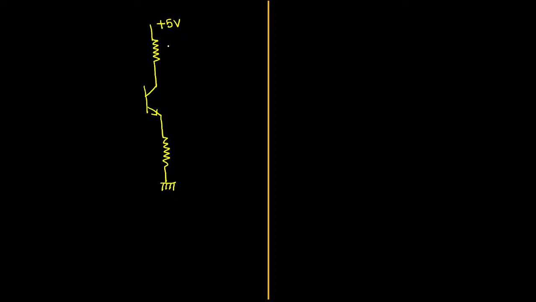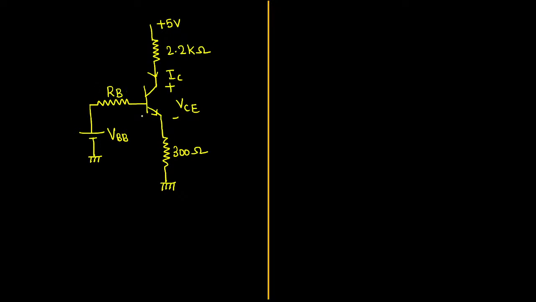Yes, this is 2.2 kilo ohm. This is 300 ohm. Collector to emitter voltage. This is collector current. Now the circuit is Thevenized. This entire circuit that we have Thevenized, we know how to connect it. Basically, VTH, RTH, then that is connected with the load. This is VTH, or we can call it as VBB. This is RTH, or we can call it as RB.